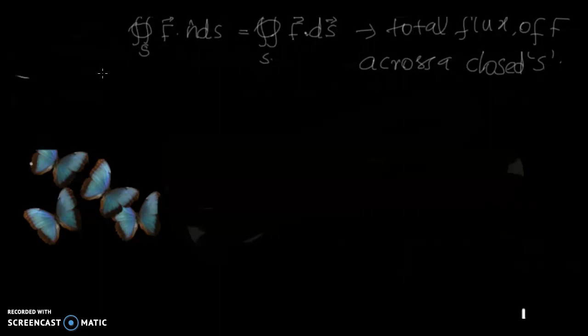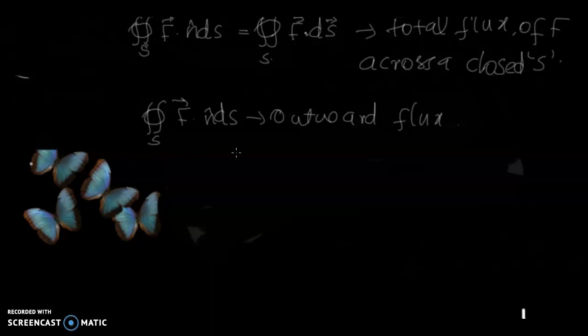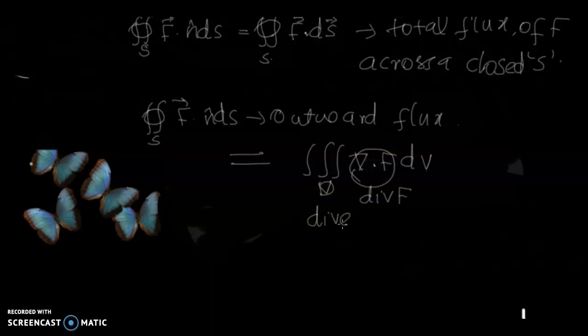This theorem says that the double integral over a closed surface S of F dot n dS, which is the outward flux of the vector field, is the same as the triple integral over a domain D of del dot F dV. Del dot F is div F, so this is the divergence integral.